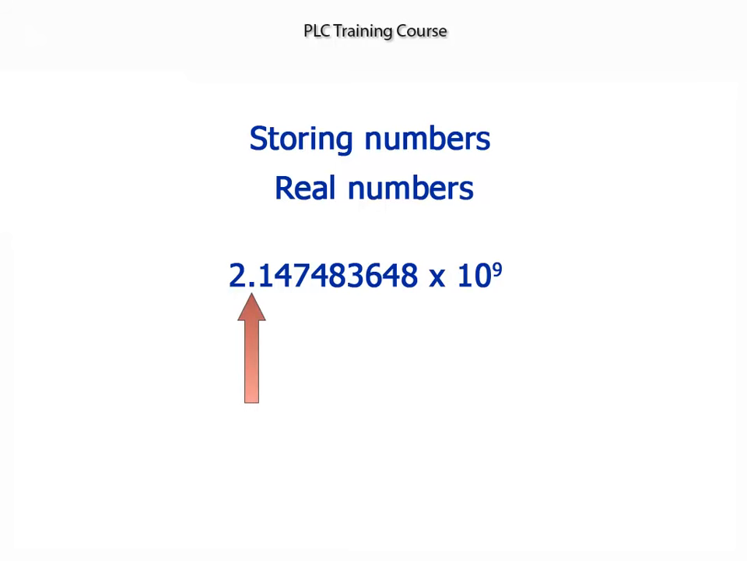Real numbers are stored in PLCs in scientific notation format, where the number consists of one whole number followed by a decimal point and the rest of the numbers, multiplied by an exponent to the power of 10. The number can be positive or negative, and the exponent can be positive or negative. Generally, if a PLC has the ability to store real numbers, then they use 32 bits of data, or 4 bytes. A computer may require 64 bits to perform more precise calculations.